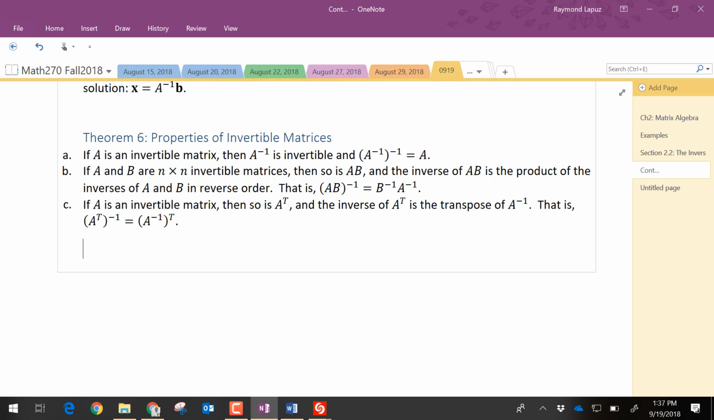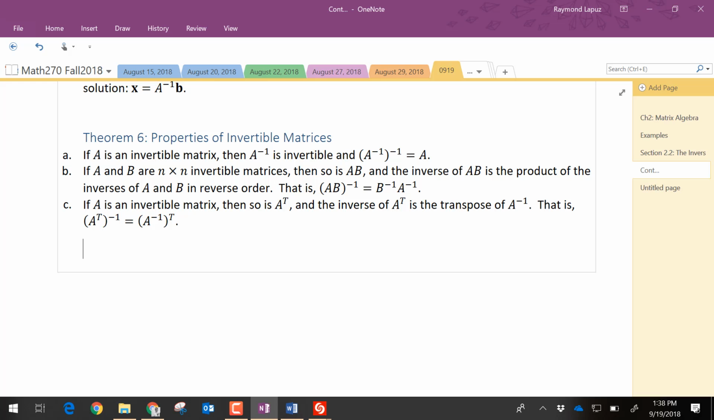The second one is not so obvious, especially because of the fact that matrices are not necessarily commutative. It turns out that if you have two invertible matrices A and B, and if you multiply them, you're going to get another matrix. The inverse of a product of matrices is actually the product of the inverses, but the product of the inverses multiplied in the reverse way. So AB inverse is equal to B inverse times A inverse.